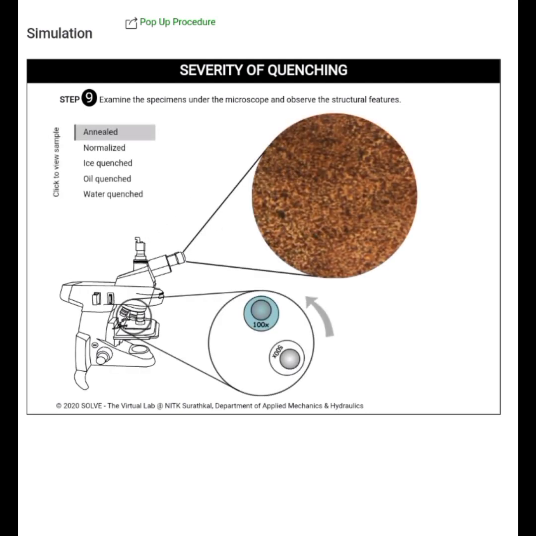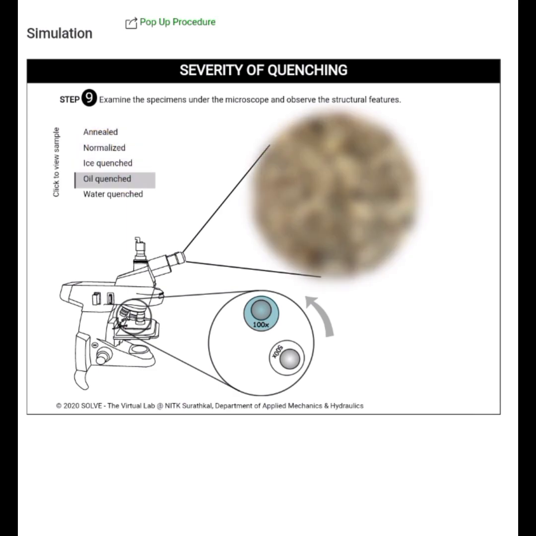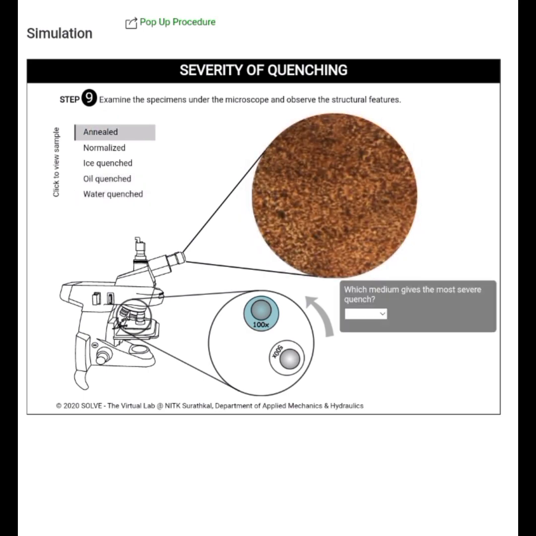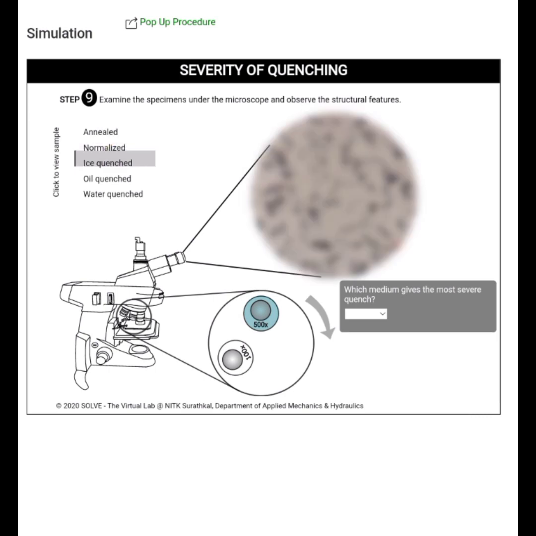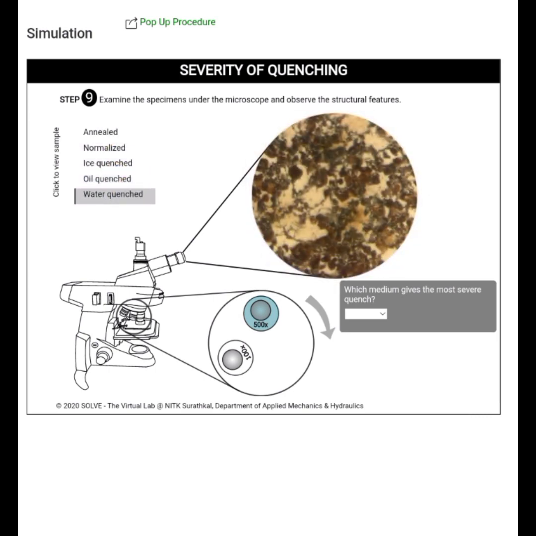This is part B. Observe the annealed, normalized, ice quenched, oil quenched, and water quenched samples. We can zoom in 500 times. So these are the microstructures: ice quenched, oil quenched, water quenched. Which medium gives the most severe quench? From the observation here, we know that it is ice brine. Yeah, that is the correct answer.